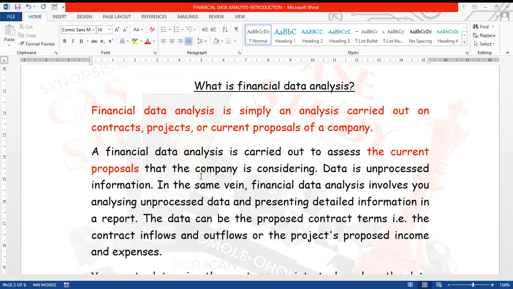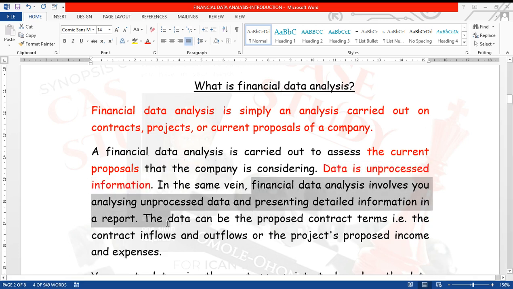And I explained here the basic definition of what data is, from secondary school. Data is unprocessed information, right? In the same vein, financial data analysis involves analyzing unprocessed data and presenting detailed information in a report. I was trying to make you understand why it is called a financial data analysis, just like we did in the financial statement analysis class. If you have not watched that video, please make sure you watch it. Check my channel, you will find the video there.